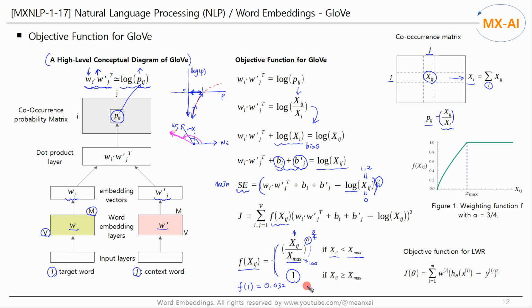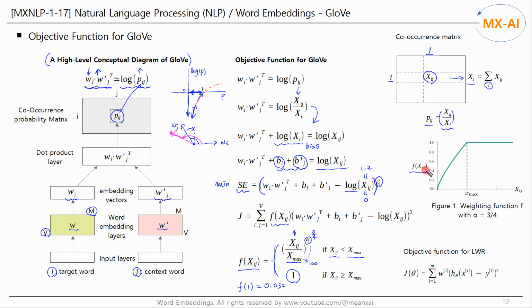This weighting function therefore strikes a balance between rare and frequent word pairs. It reduces the influence of noisy, infrequent co-occurrences while preventing extremely common pairs from overwhelming the learning process. As a result, the model focuses on the most informative statistical relationships in the corpus.